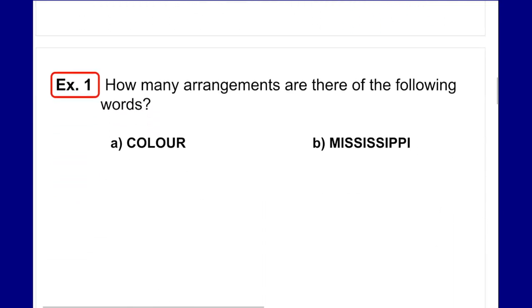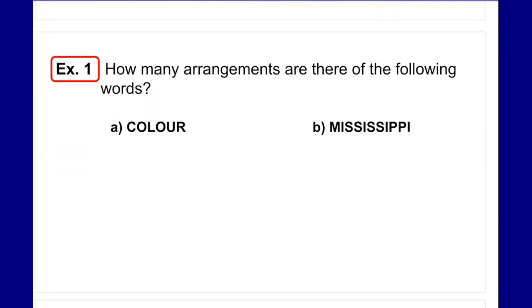So how many arrangements are there of the following words: color and Mississippi? In color, we can see that we have two letters that are the same, the O and the O. So I'm going to imagine that all the items are unique. I have 6 items, so 6 factorial divided by 2 factorial, because the two O's are the same, and I get 360 ways.